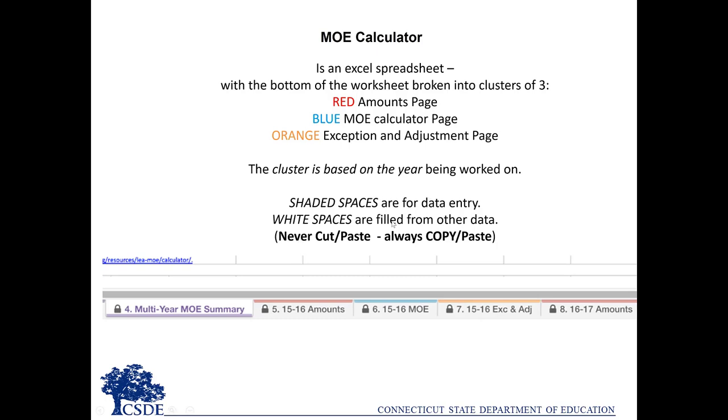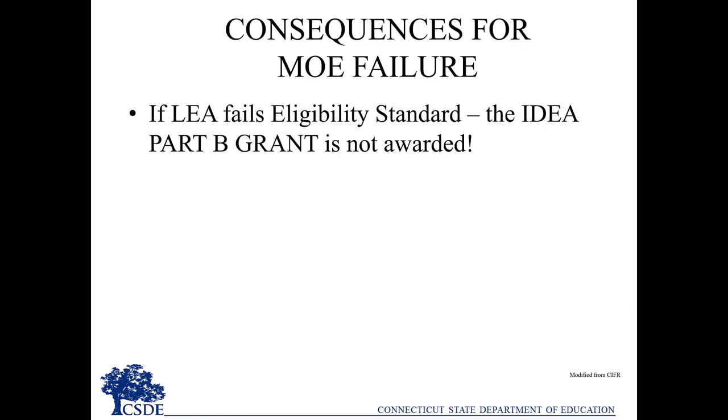In this calculator, white spaces are filled out from other data. So if you get an error message, it's just looking for data from someplace else, where shaded spaces are what you're putting in. You can even copy and paste from one shaded area to another, and from one MOE calculator file of, say, the 1.3 into the 1.4 version. But always copy and paste. You never want to cut and paste, because in a spreadsheet, if you cut and paste, you're taking the formulas that allow it to make its calculations. Always copy and paste.